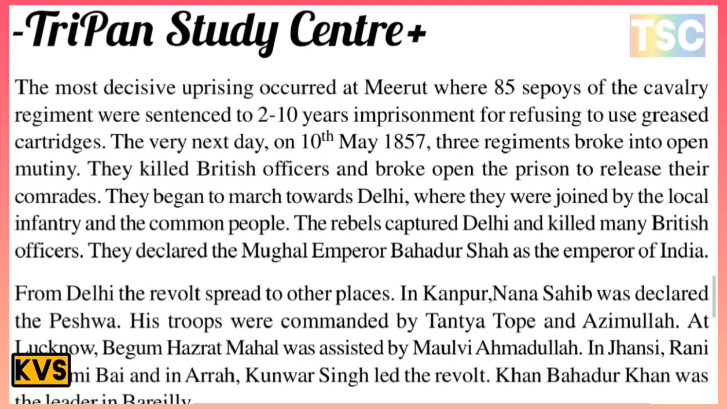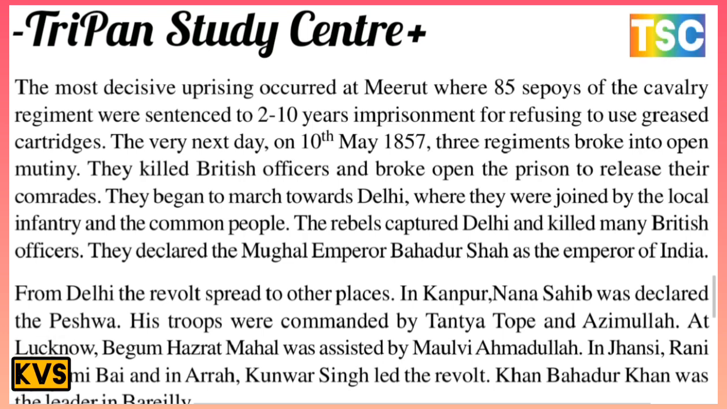The most decisive uprising occurred at Meerut, where 85 sepoys of the cavalry regiment were sentenced to 2 to 10 years imprisonment for refusing to use the greased cartridges, and the very next day, on 10 May 1857, three regiments broke into open mutiny. They killed British officers and broke open the prisons to release their commanders. They began to march towards Delhi, and were joined by the local infantry and common people.